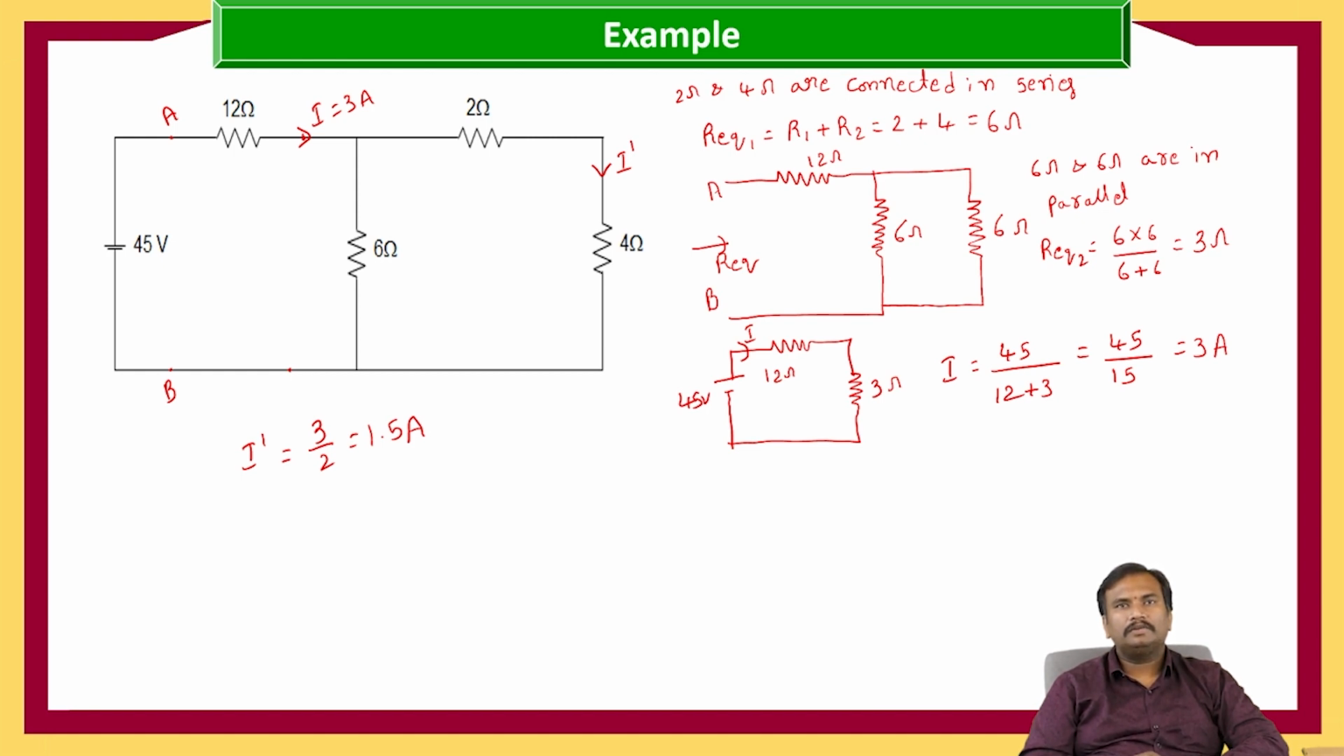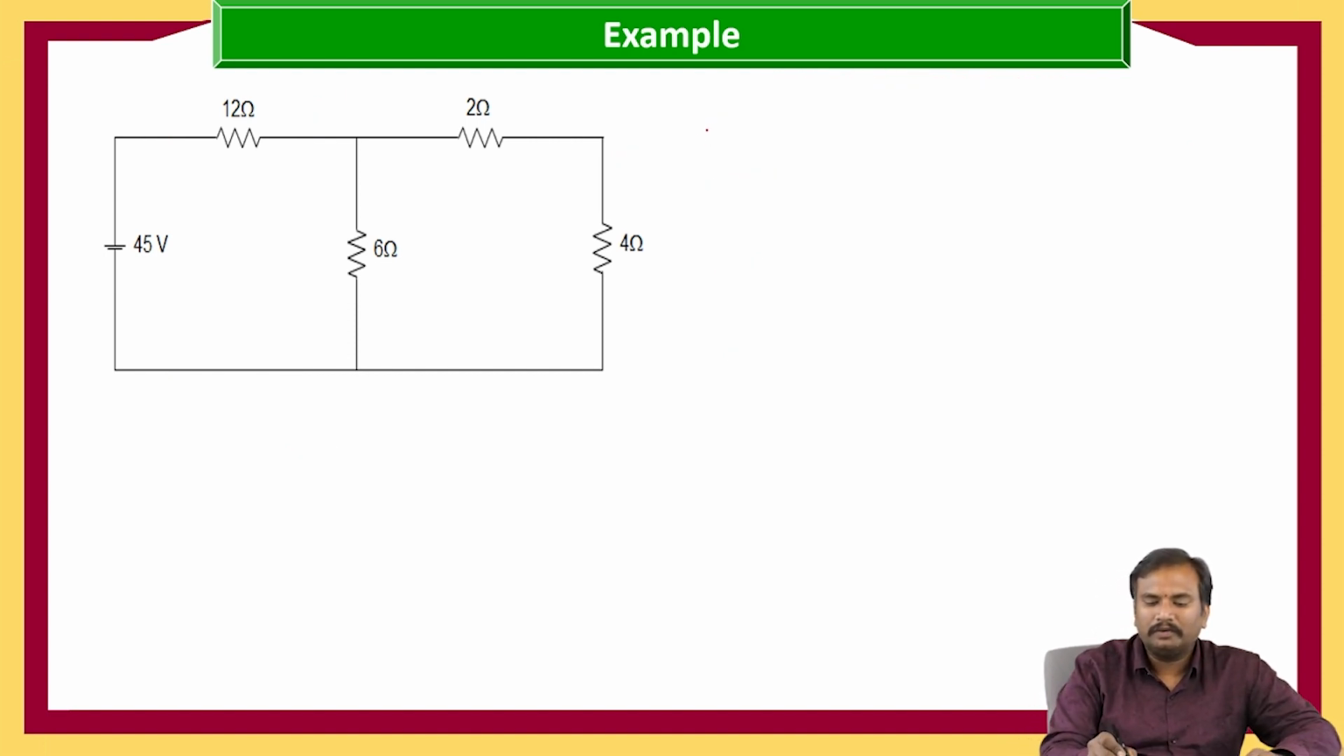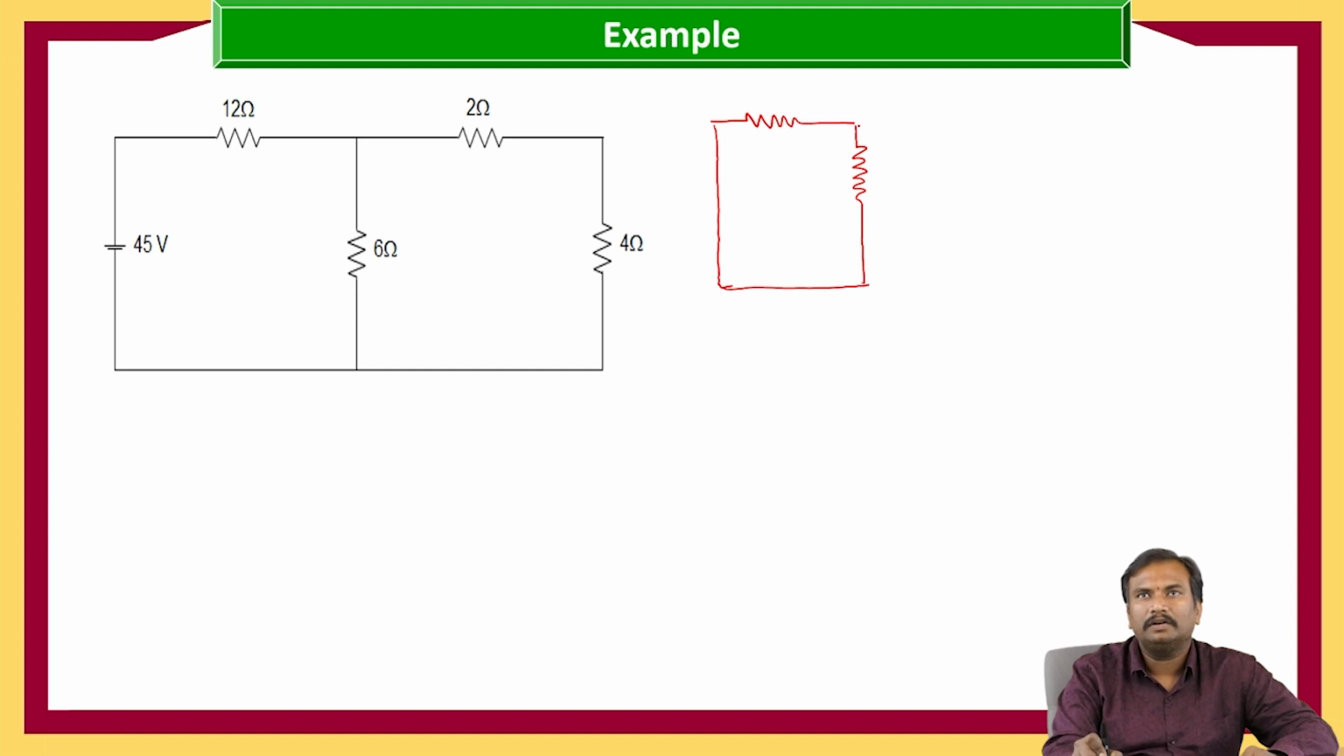So now in the first case, we got the I dash value as 1.5 amperes. Now we need to check the current when we interchange the positions of response and excitation. Here we are going to interchange the positions of response and excitation. Here if a voltage source is there, it is replaced with a short circuit, and if a current source is there, it is replaced with an open circuit.